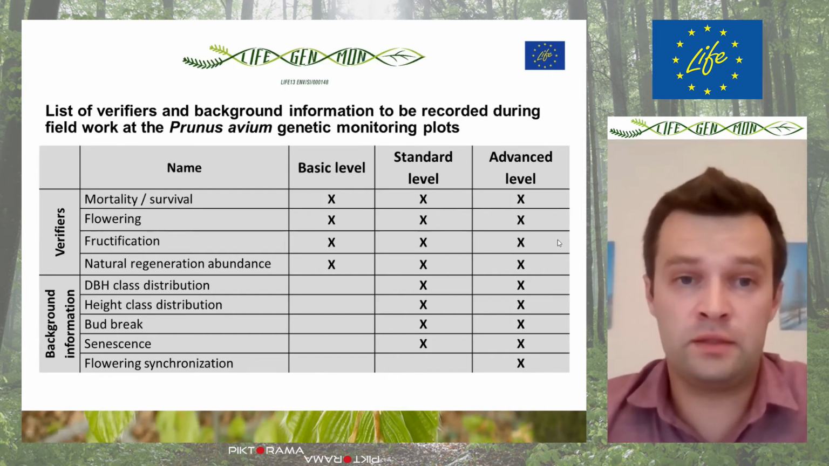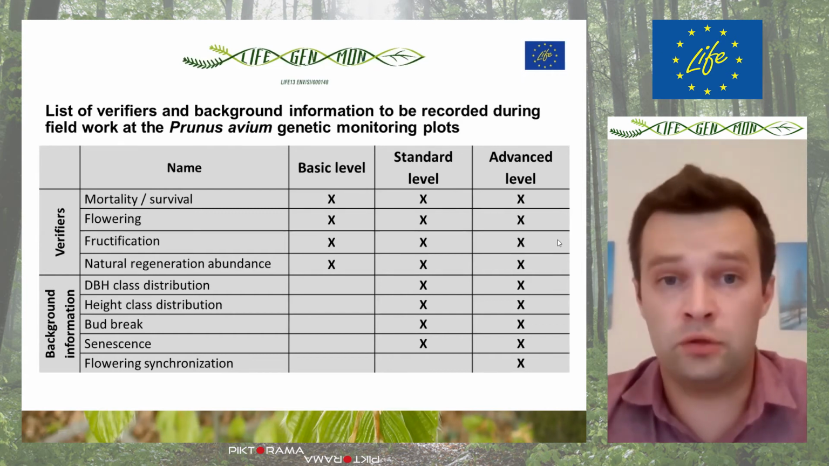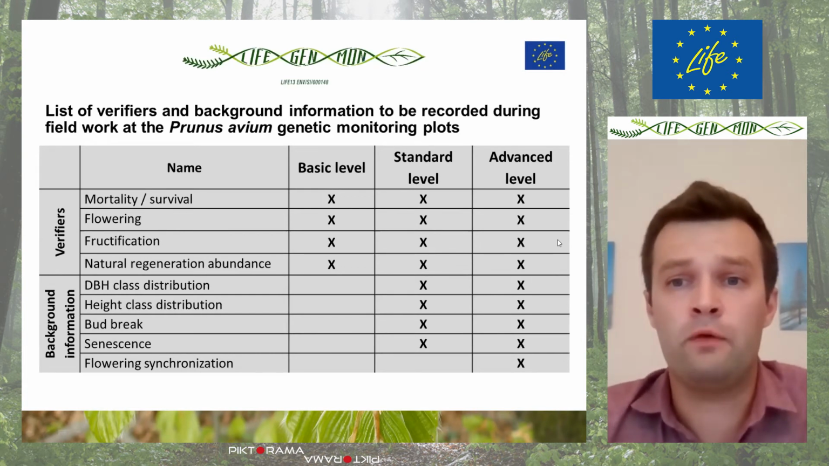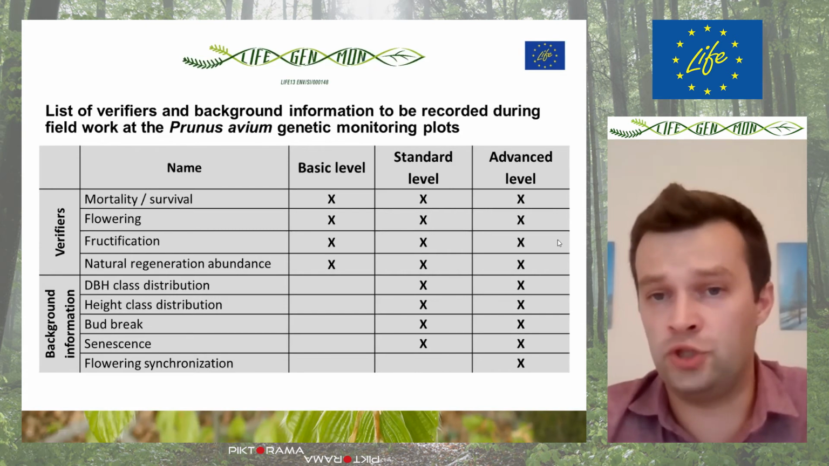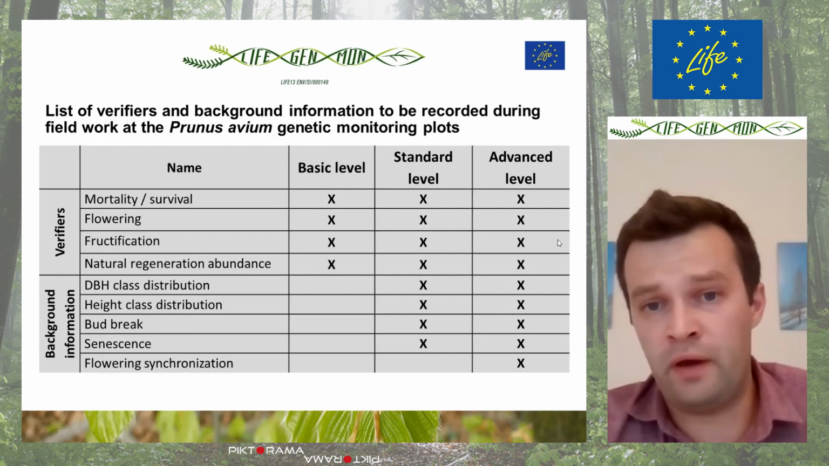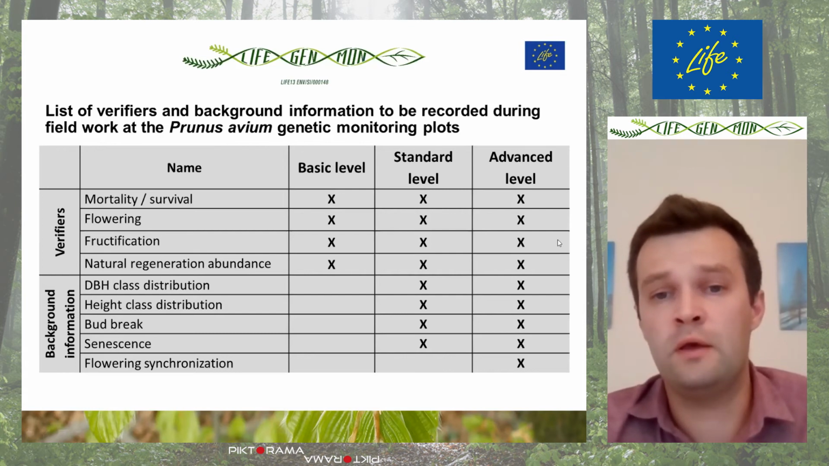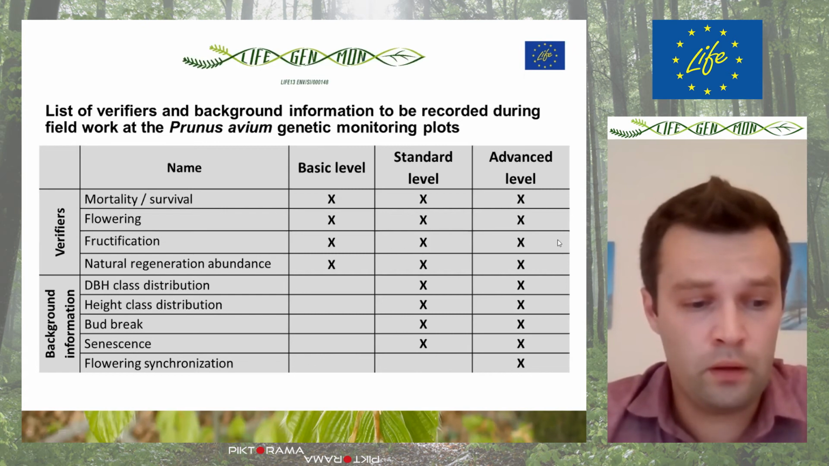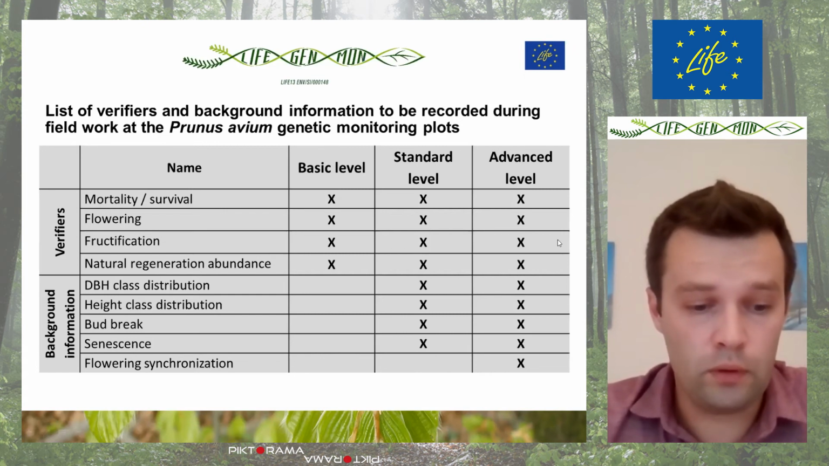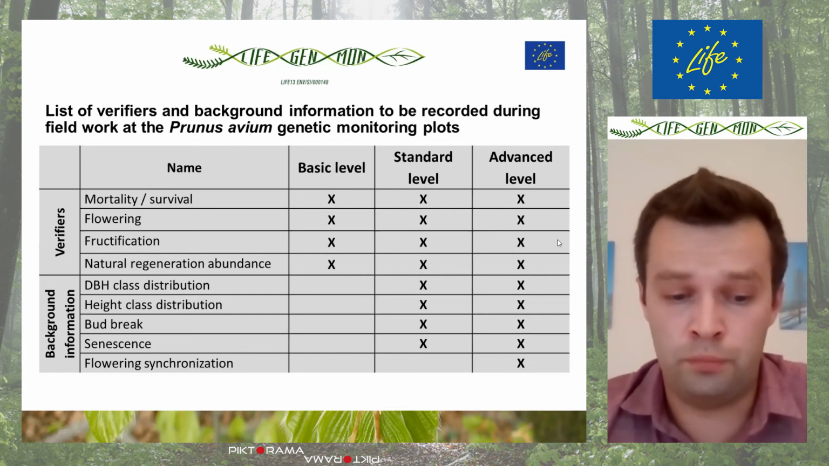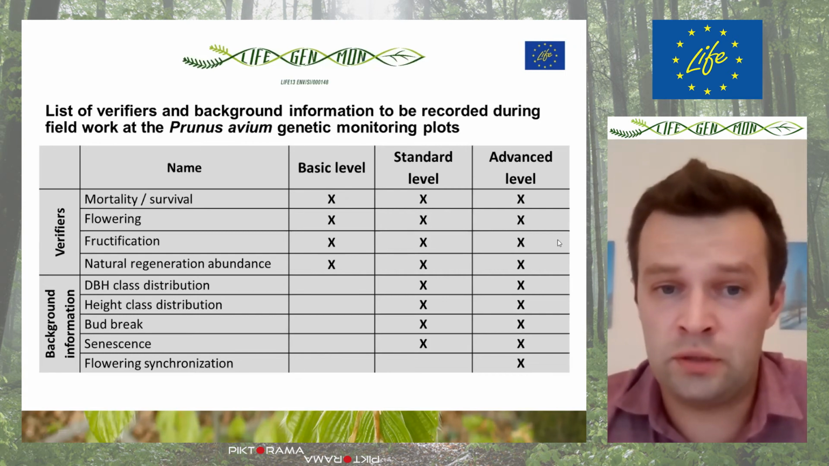As you can see, the guidelines contain the list of verifiers and background information, which should be recorded during field work at the genetic monitoring plot. All the verifiers and background information are divided into 3 different levels: the basic, standard, and advanced genetic monitoring levels. And all those verifiers are described in detail in the species guidelines, including how they should be recorded.